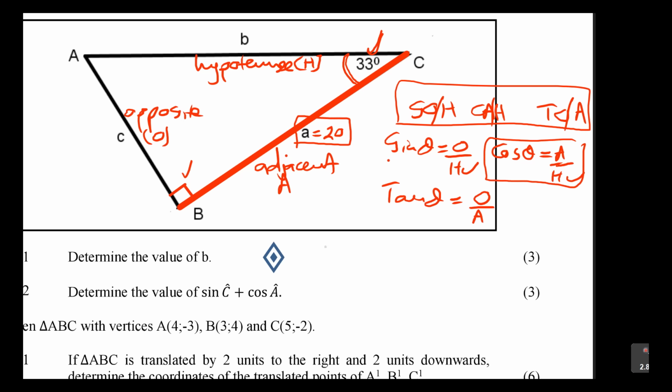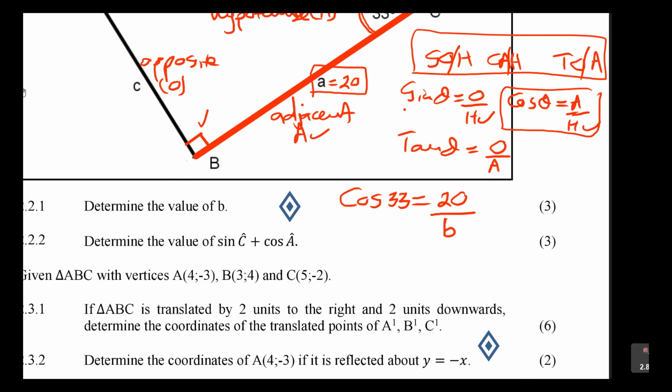So I can now write cos 33, which is my theta. Look at the formula. Cos theta is equal to A, which here is 20, over the hypotenuse, which is B. That's what I want. They said determine the value of B. Now, how do you find B at this stage? How do you find B?